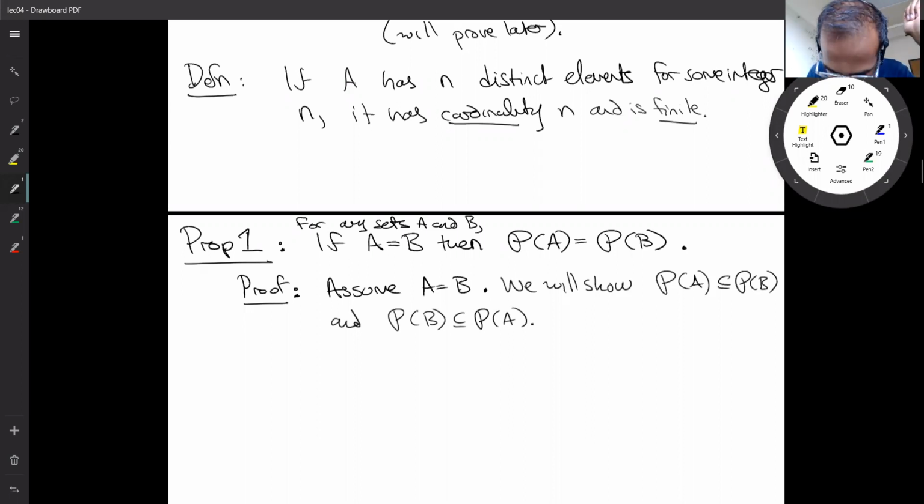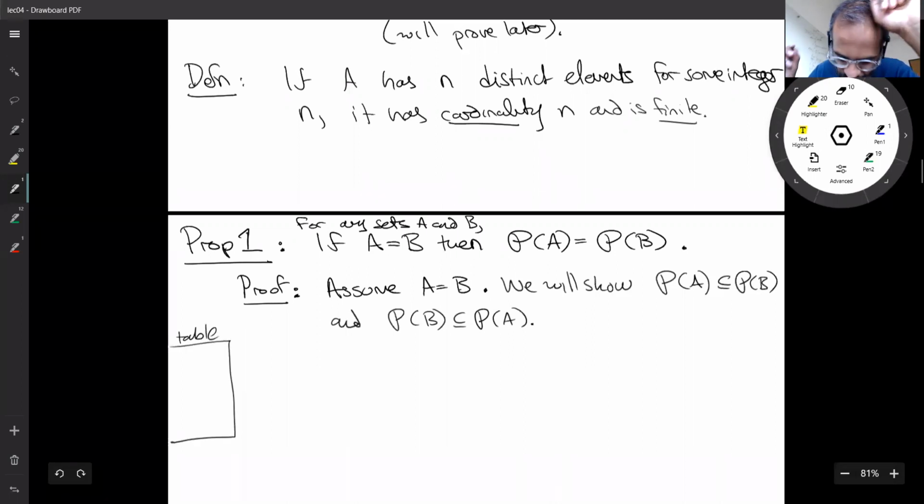And so now let's prove the first one, right? So how am I going to prove that P of A is a subset of P of B? So by the way, there's a table here. And so far, what's on the table? Well, A and B are on the table.